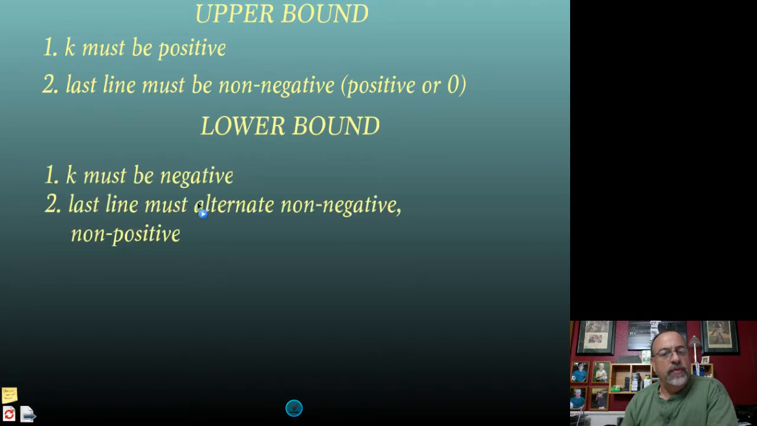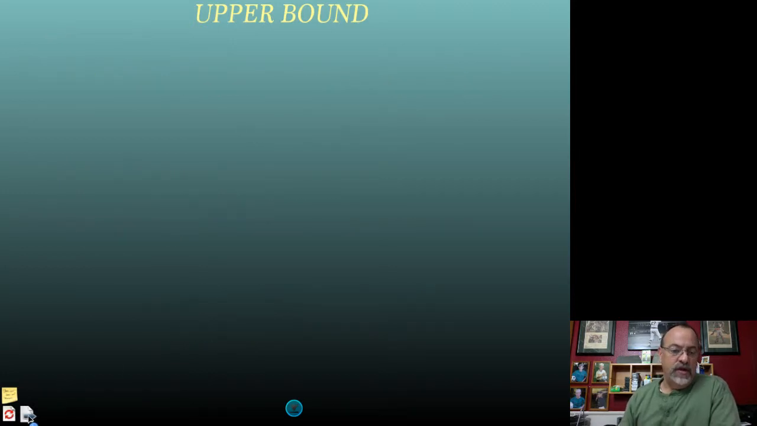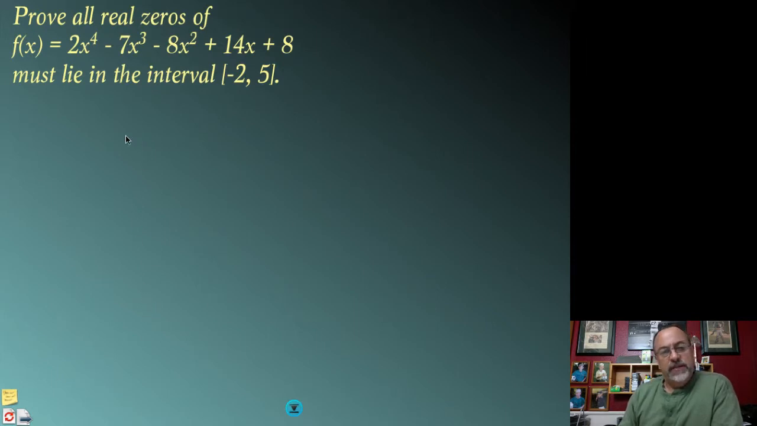If we're looking at the lower boundary, that k must be negative, and then the last line has to alternate between not a negative number, not a positive number, not negative, not positive, not negative, not positive. The key thing here to remember is that 0 is both not negative and not positive. For an example, we want you to prove that all the real zeros of this polynomial occur between -2 and 5. So -2 is the lower boundary, and we want you to show that 5 is the upper boundary.